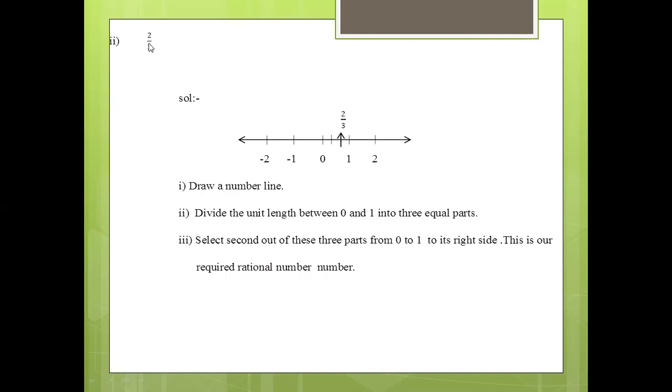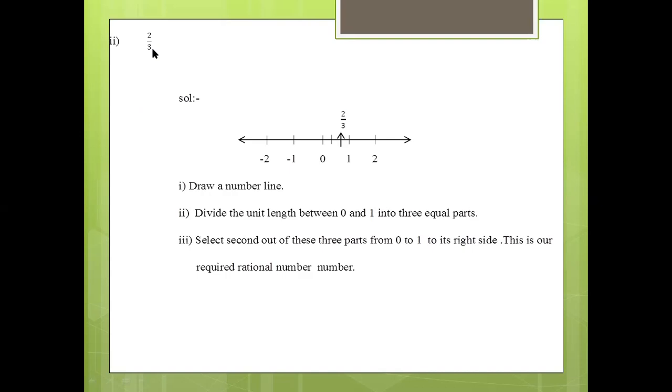Now look at this fraction, 2 by 3. The denominator is 3. If you divide 2 by 3, you can do it with your calculator, you will get 0 point something. So it means that you divide the unit length between 0 and 1. How do we know? Because, remember one thing, if the numerator is less than the denominator, the number will be drawn between 0 and 1. You can check it.